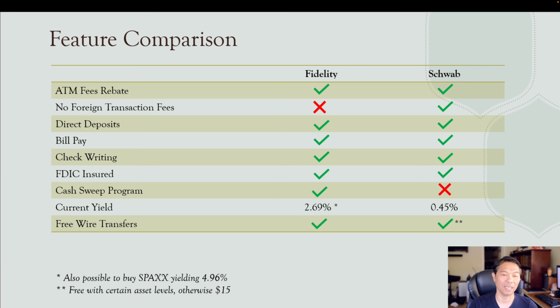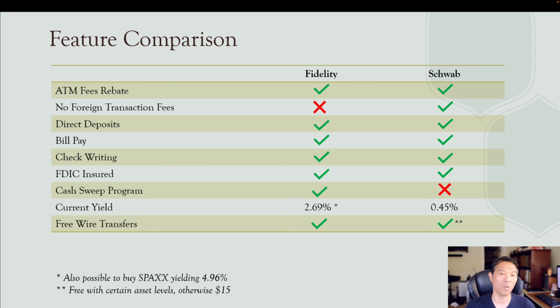Whereas with the Fidelity Cash Management Account, you have the option of buying investments directly in the account and holding them in that account. So you can buy any stocks, any ETFs, and any mutual funds that are available at Fidelity and hold them directly in the cash management account.